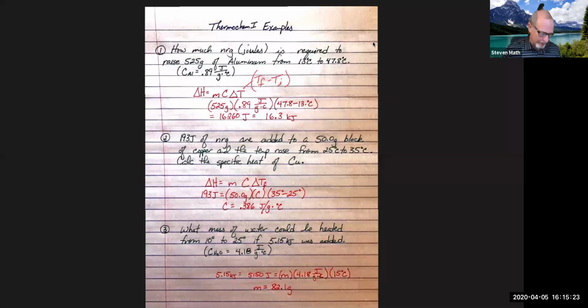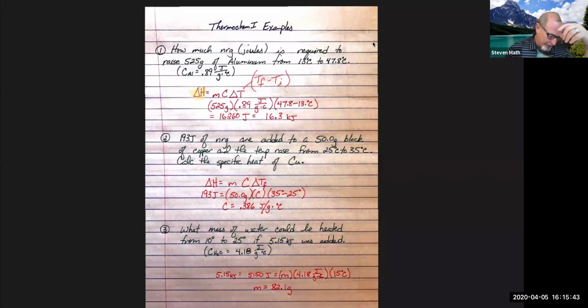What about our second one? Before we move on, the first one asked how much energy, so calculate delta H. I told you it was a four-variable equation, and the variable we were solving for was delta H. What about our second one?